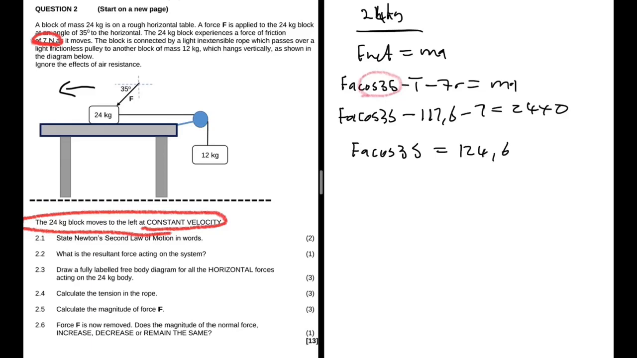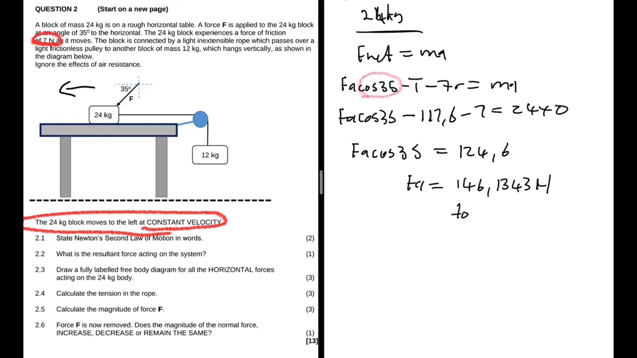We're going to get 124.6. We divide both sides by cos of 35. So 124.6 divided by cos of 35. I'm getting a force applied here of 146.1343 newtons. Actually, it's not to the left, it's at an angle of 35 degrees, right? Plus the question only needs us to find the magnitude of force F.